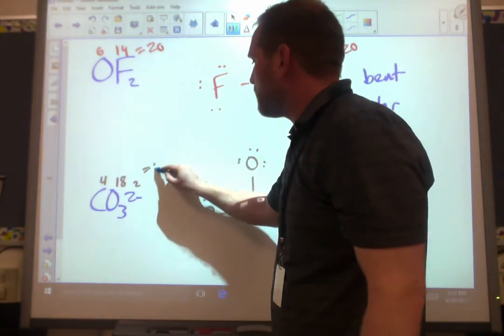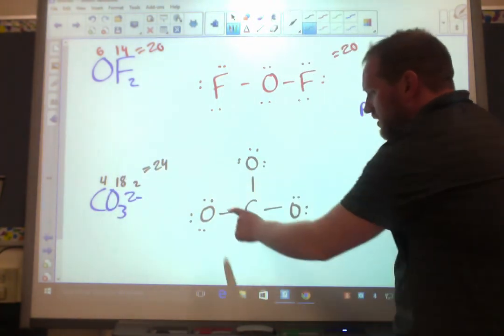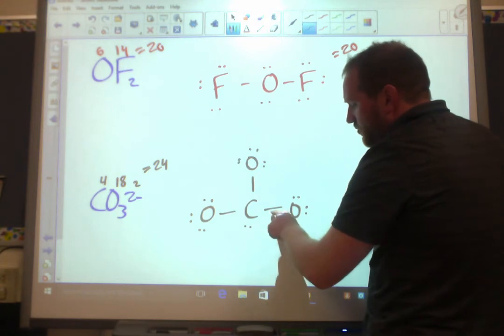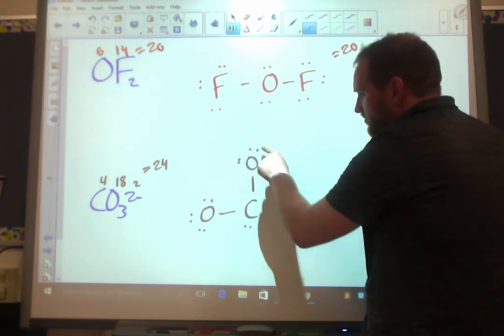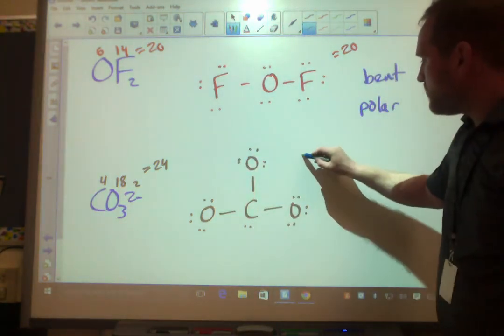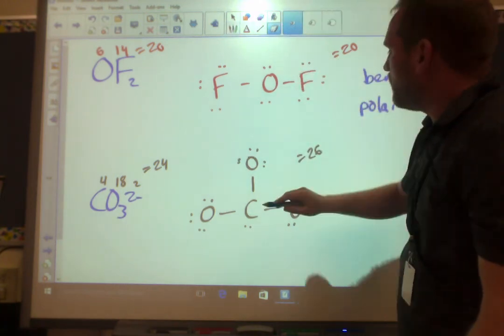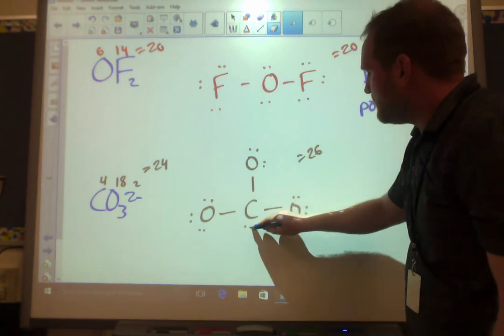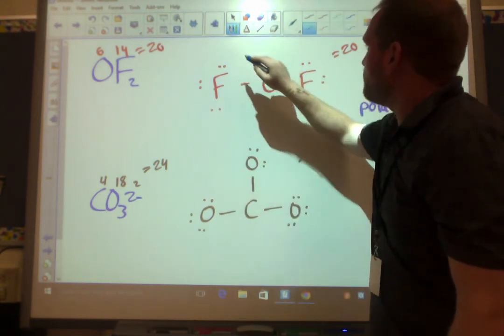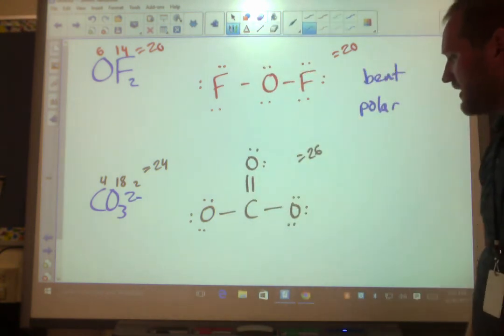This gives us a total of 24 electrons. 2, 4, 6, 8, 10, 12, 14, 16, 18, 20, 22, 24, 26. So we have 26. We have 2 too many. So what do we do? One of these becomes a double bond. Doesn't matter which one we choose, but one of them becomes a double bond.